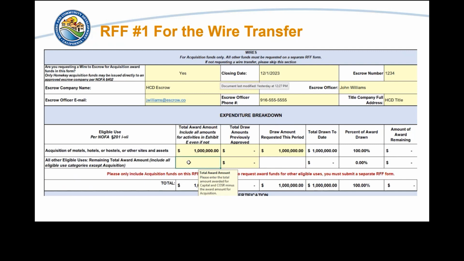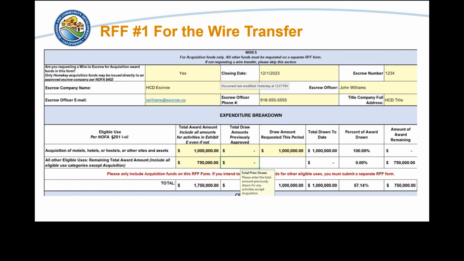In this case, since your award in this scenario is 1.75 million and you got your million for acquisition, then we have 750,000 left for all other eligible uses. Input this total and any draw amounts previously approved. Since this is RFF1, there are no previous amounts. Notice that you can't fill in the cell to request other eligible uses in this RFF because you can only request the acquisition award. Now be sure to double check that the total amount in cell D38 is the same as the total award amount in your standard agreement.